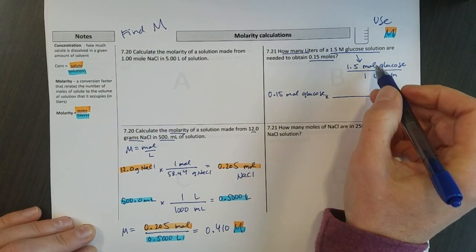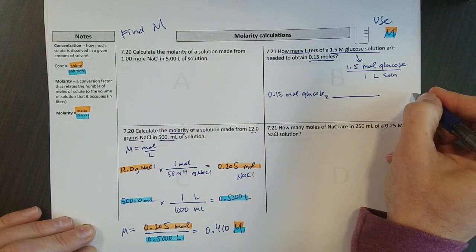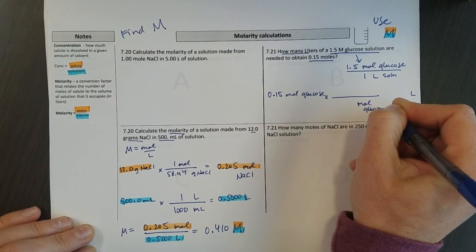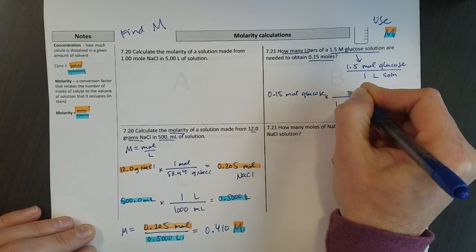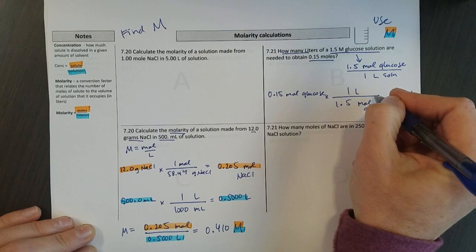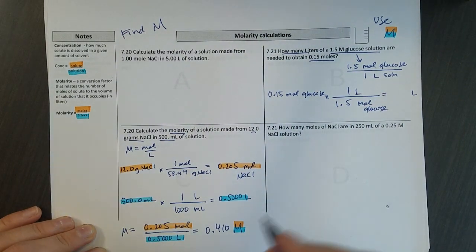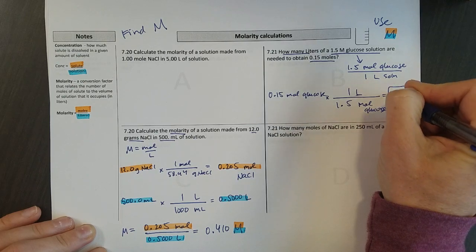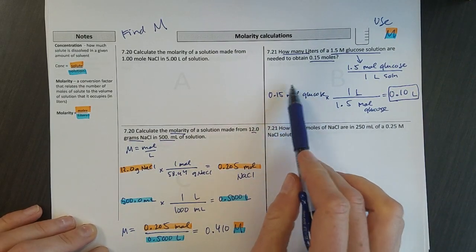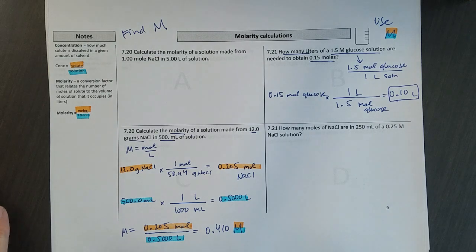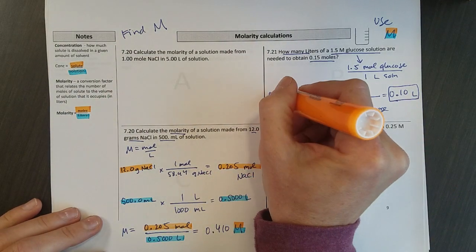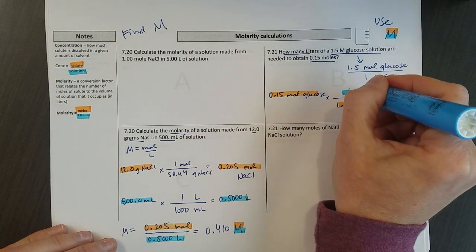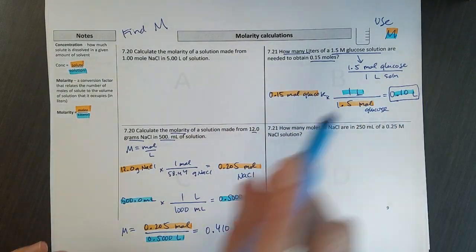Here's a conversion to relate moles to liters, because I'm looking for liters ultimately. So my moles of glucose would be 1.5, using this conversion here, 1 liter, and that answer comes out to 0.10 liters. So to get this many moles, I would need that many liters. And so I went from solute, and I was able to convert my solute into solution, and there's my solution quantity.